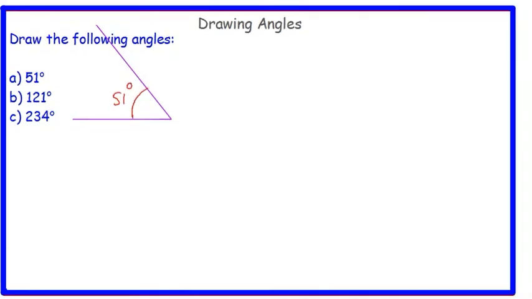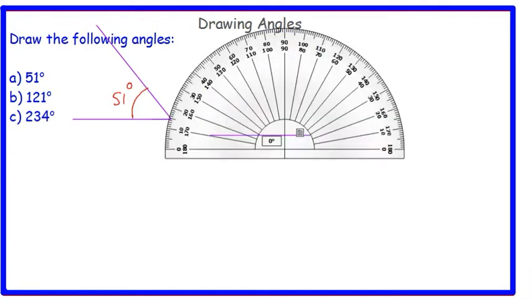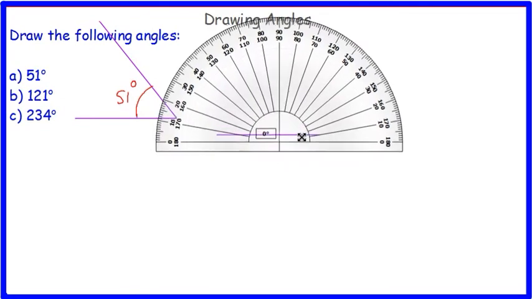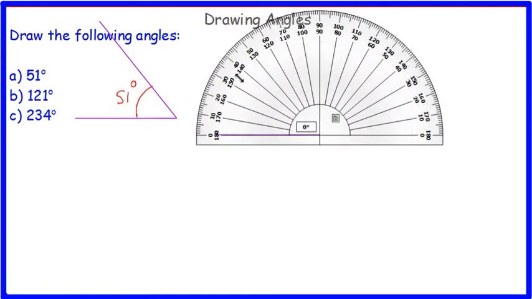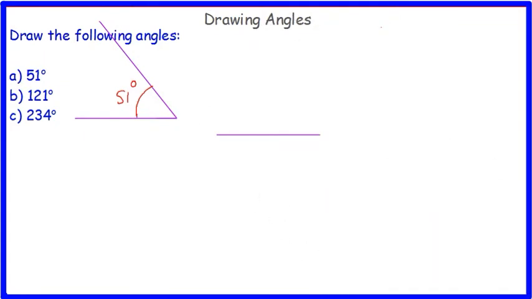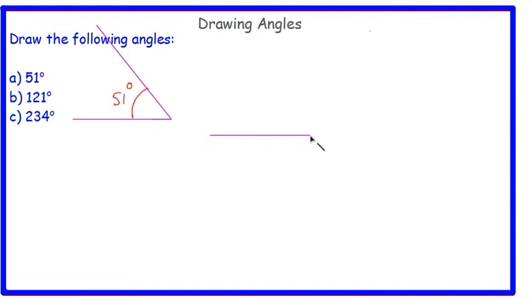121. So again, I go to my straight line. Take out your protractor. 121. I'll go this side only because I might not pass this. So again, 0. Take your pen. 120, 121, put a dot down. Right, you've come from that point, so make sure you join that back up.